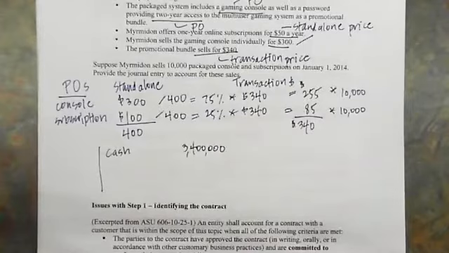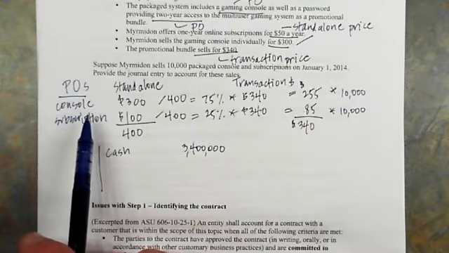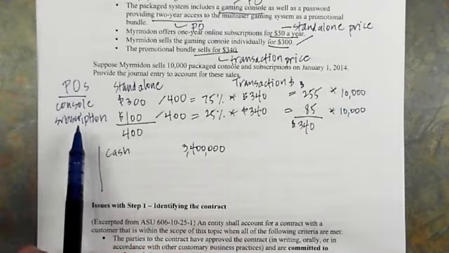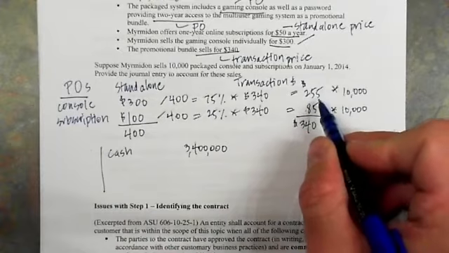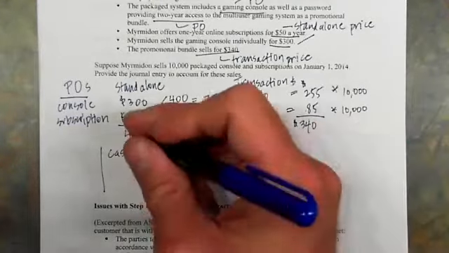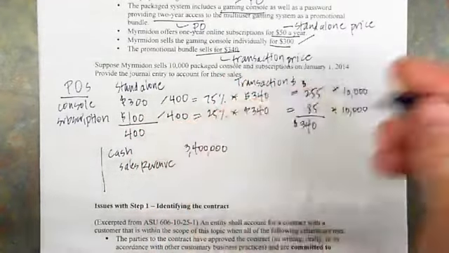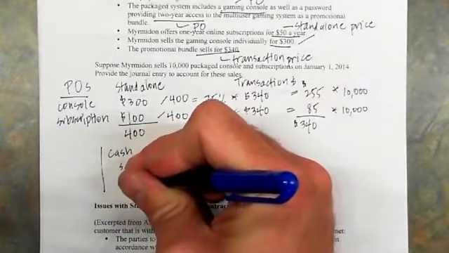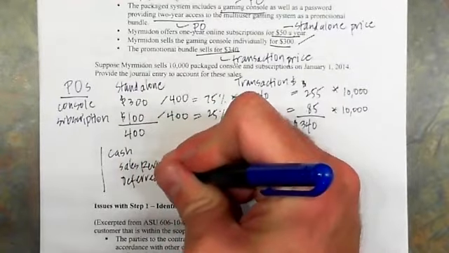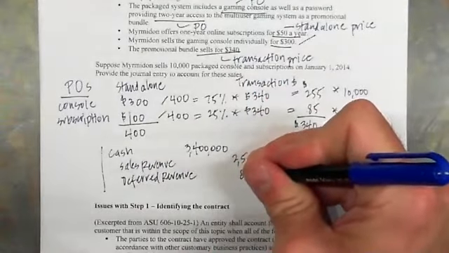How much revenue should I recognize now? How much revenue should I recognize perhaps in the future? Well, remember, now we think about period in time versus point in time. The console is a good that gets shifted at a point in time. The subscription is a benefit that is consumed over a period of time. So I would recognize the 255 times 10,000 immediately. So we'd record sales revenue for $2,550,000, and then deferred revenue for 85 times 10,000, which is $850,000.